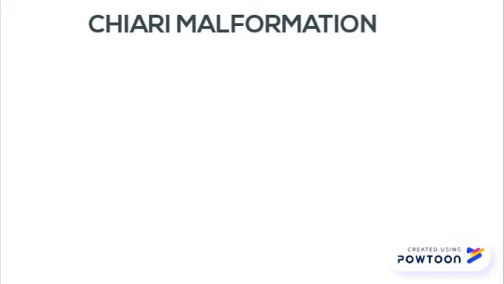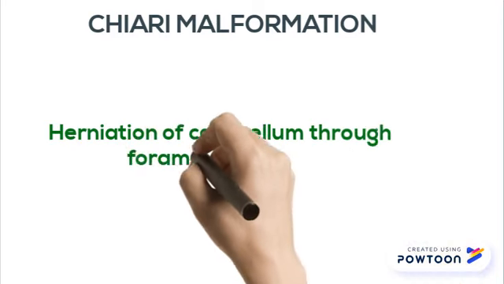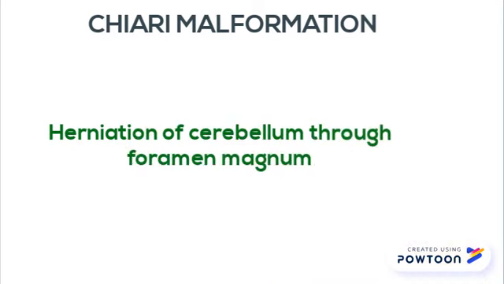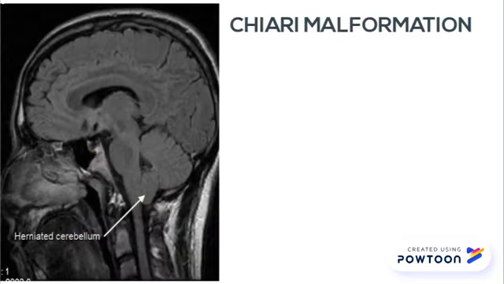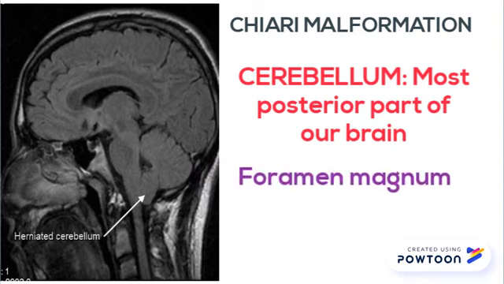So, the Chiari malformation is described as a herniation of the cerebellum through the foramen magnum. Before going into detail, let's discuss the anatomy first. So this is basically the MRI of brain, and the arrow shows cerebellum. The cerebellum is basically the most posterior part of our brain, and foramen magnum is basically a hole in the base of the skull through which the spinal cord passes.